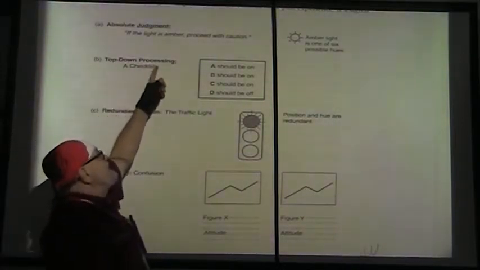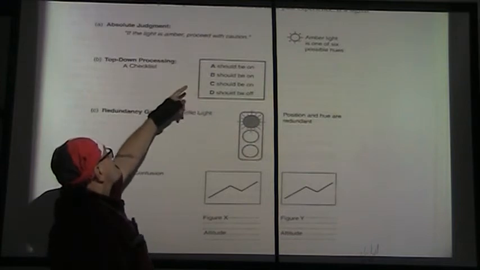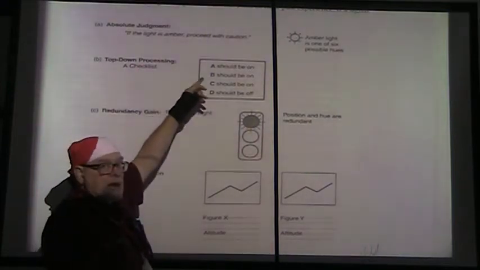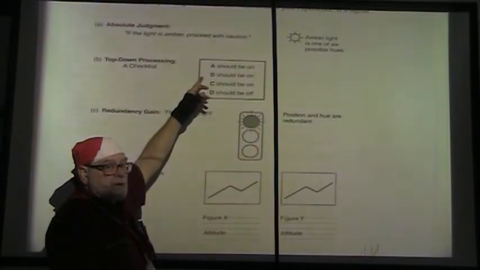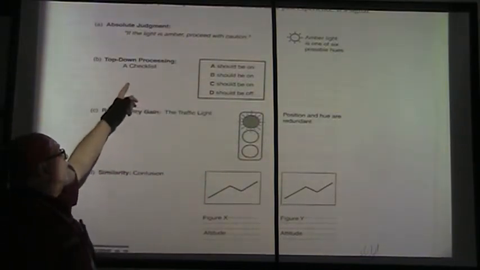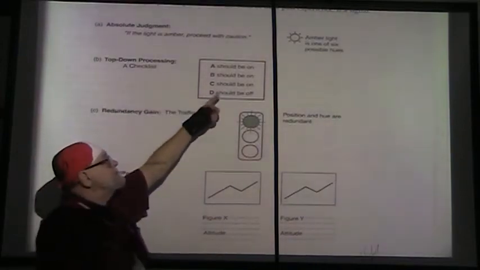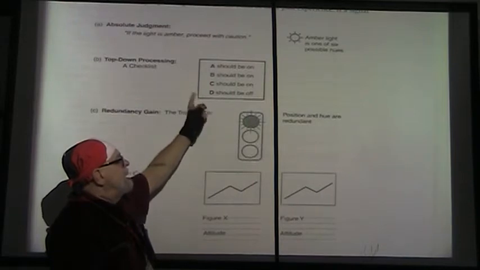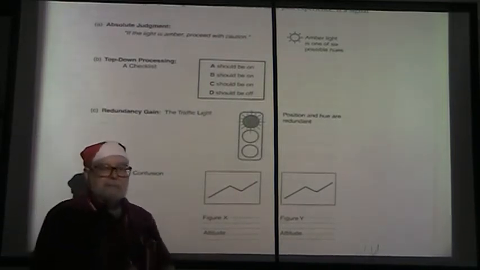If the light is amber, proceed with caution. All right, so that is an absolute judgment basis. Top-down processing, have a checklist. A should be on, B should be on, C should be on, D should be on.